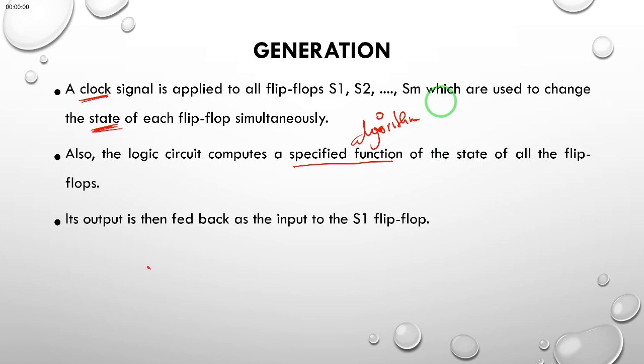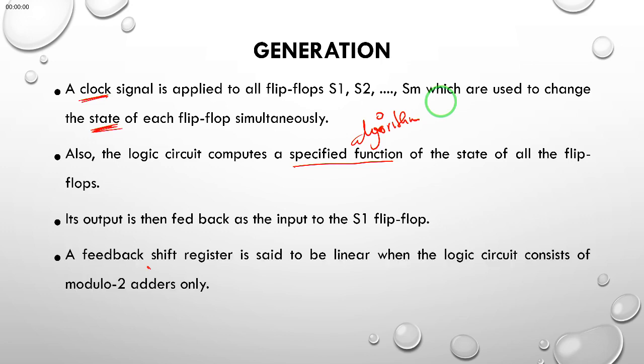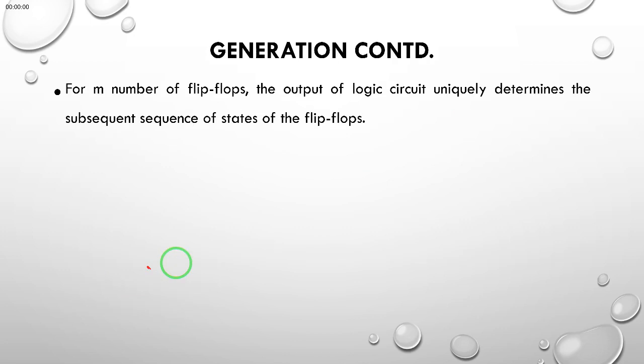The output of this logic function is fed back as the input to the first flip-flop, and the feedback shift register is said to be linear when it consists of logic circuits that generate a modulo 2 addition. So for M flip-flops, the output of the logic circuit uniquely determines the subsequent sequence of states of the flip-flops. We look at that quite in detail in the next few slides.